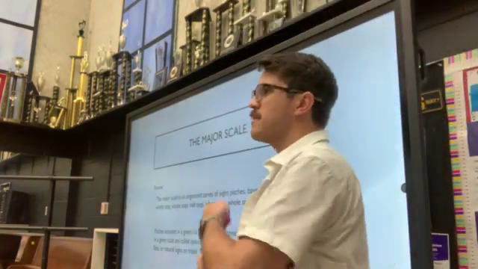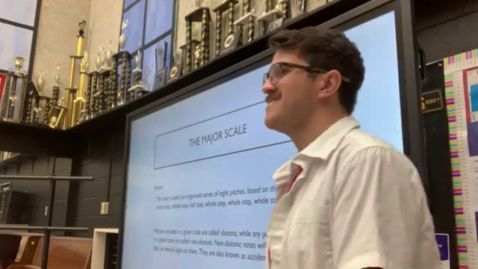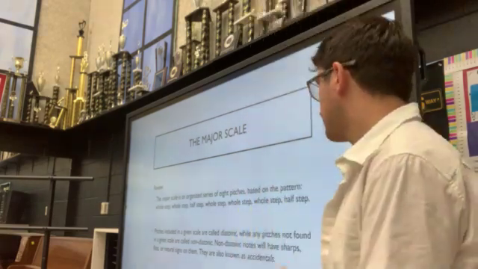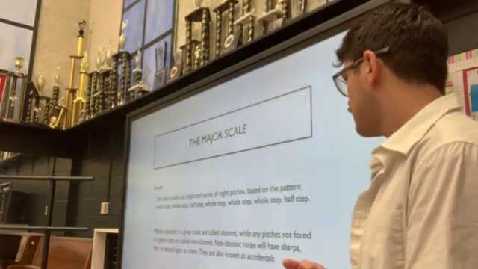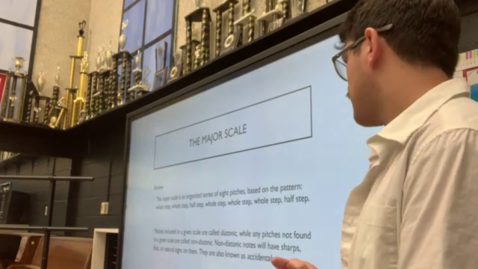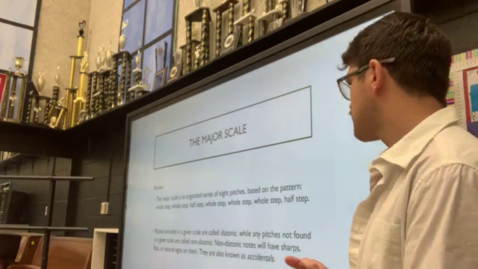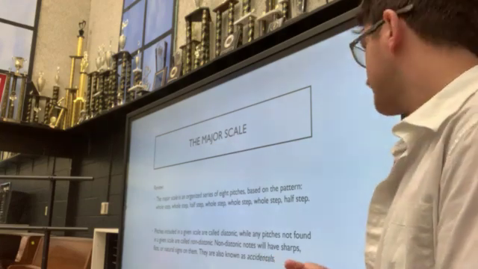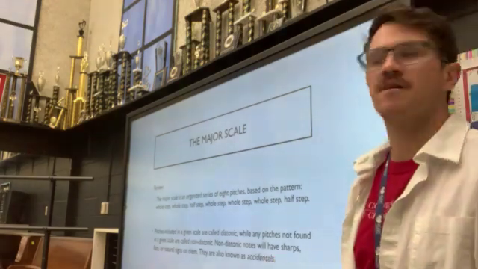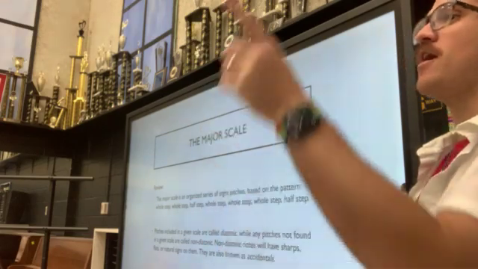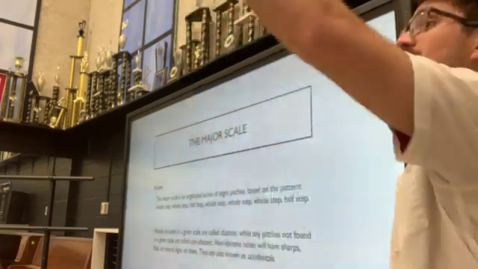Can somebody read the next paragraph for me, please? Jelianis? Pitches included in a given scale are called diatonic, while any pitches not found in a given scale are called non-diatonic. Non-diatonic notes will have sharps, flats, or natural signs on them. They're also known as accidentals. Awesome.